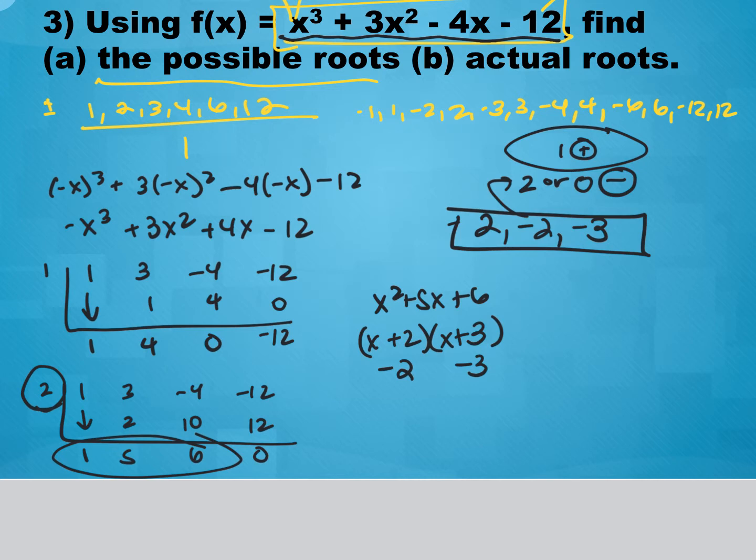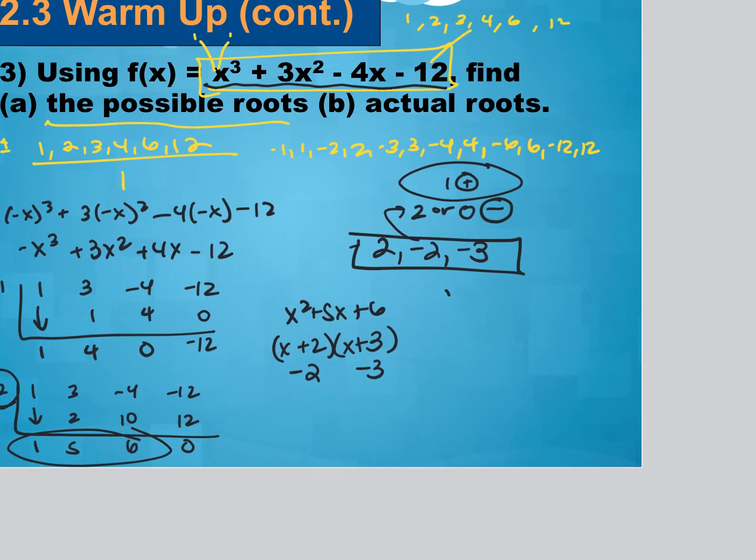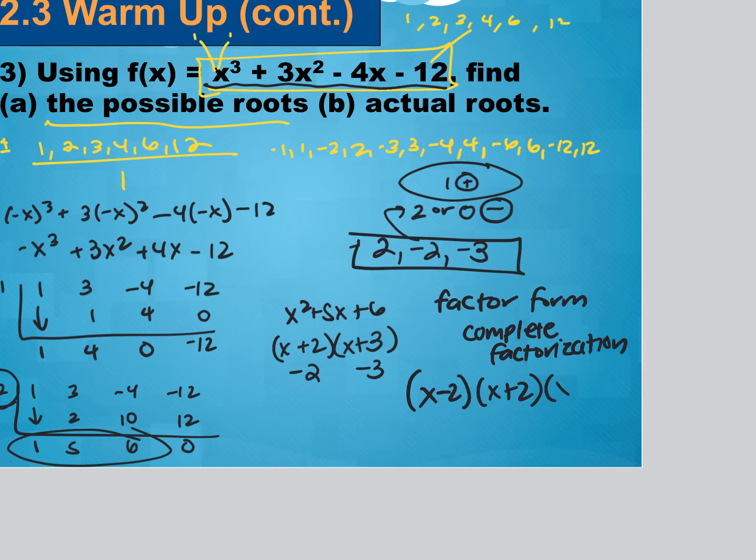Those are the actual roots. If it says to factor it, or put it in factor form, or to put it in complete factorization, what does that mean? It's x minus 2, x plus 3, and x plus 2, okay?